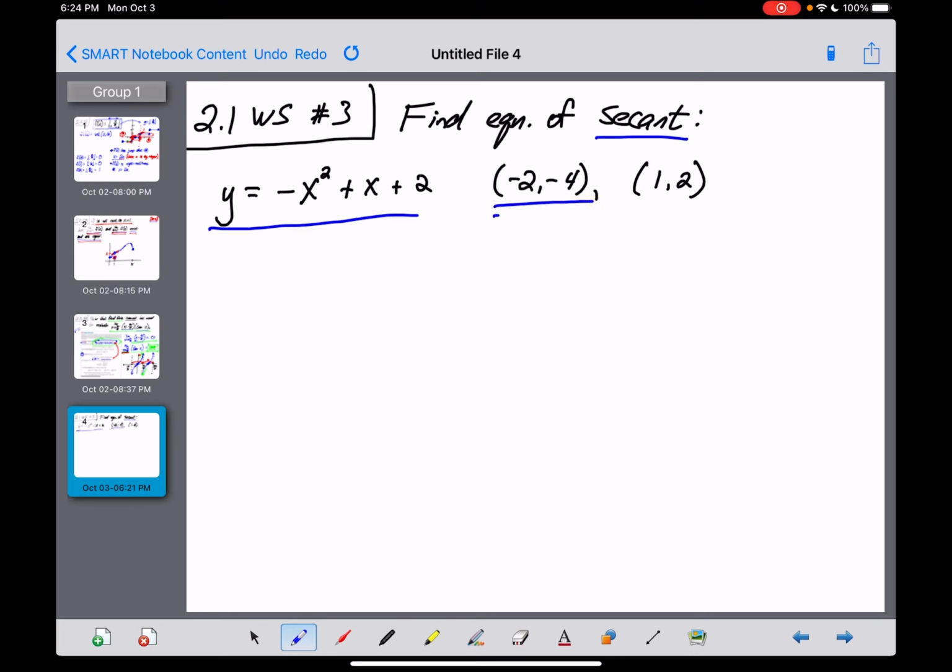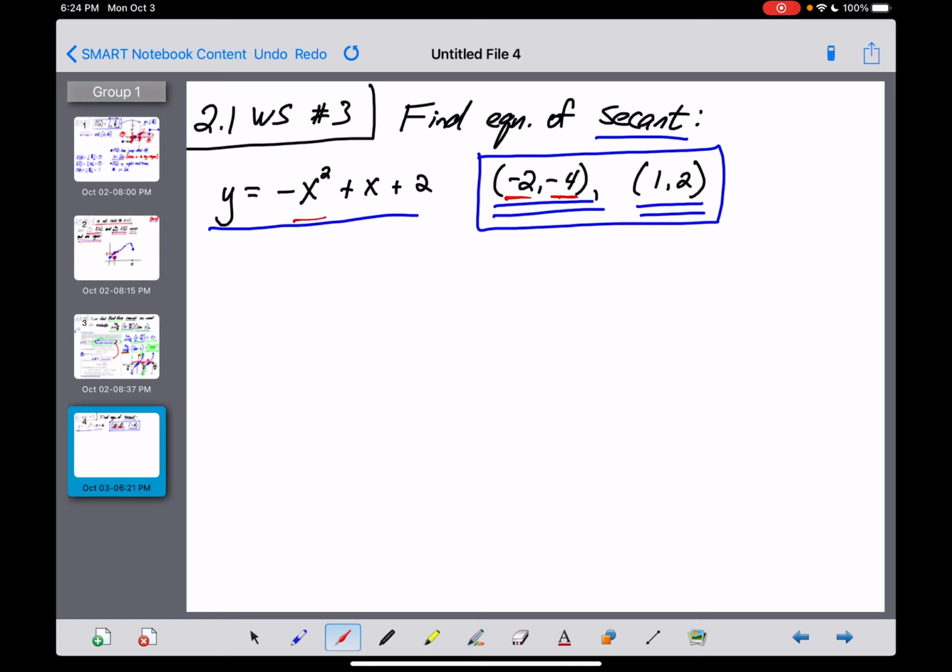So here's a point right here, -2, -4. Here's a second point, 1, 2. Really, none of this is relevant anymore. All that matters is that we're finding the equation of the one and only line defined by those 2 points on a curve. The only thing you really could do, if you cared, is make sure that these y values are correct given these x values, but I'm sure that they are.